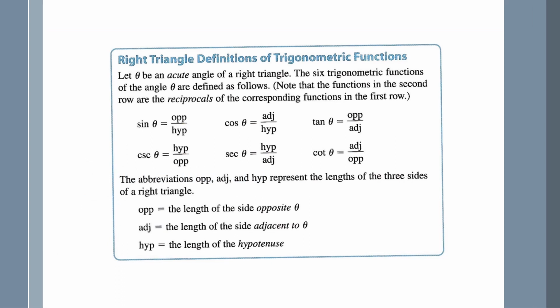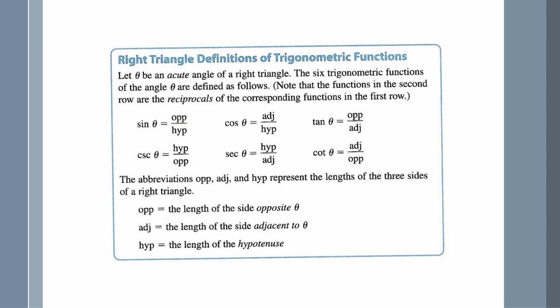The trig ratios. You guys know about SOHCAHTOA: sine is opposite over the hypotenuse, cosine is adjacent over the hypotenuse, and tangent is opposite over the adjacent. Well, they're gonna have their inverses too. The inverse of sine, opposite over the hypotenuse, is going to be called cosecant. So that means the hypotenuse over the opposite.